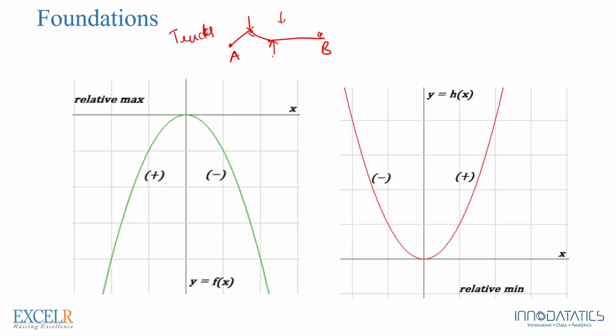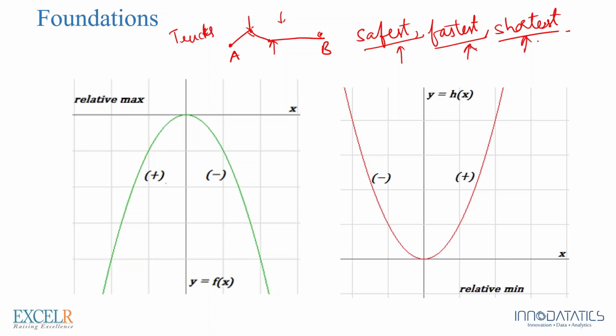Okay, and show me the route which is safest, fastest, and shortest. The fastest and shortest are actually different. Fastest need not always be the shortest. So this is the business problem, right? So optimize. Show me the most optimal route possible.